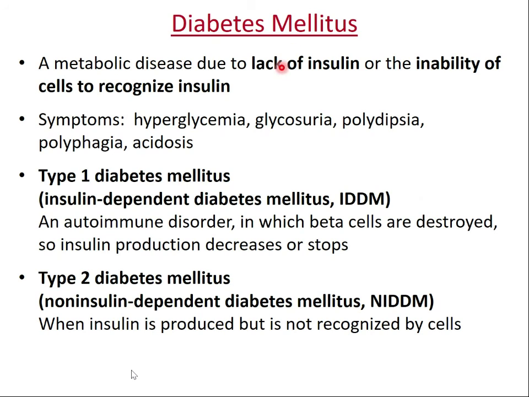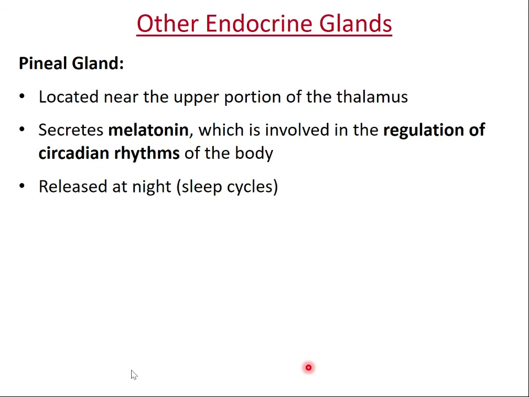Diabetes mellitus is a lack of insulin, or the inability to recognize insulin. Type 1 diabetes is an autoimmune disease where you don't produce insulin anymore. Type 2 diabetes, you produce insulin, but the cells are not as sensitive to the insulin. And finally, know what the pineal gland is, where it's located, and that it secretes melatonin, which helps regulate the circadian rhythm, sleep cycles.